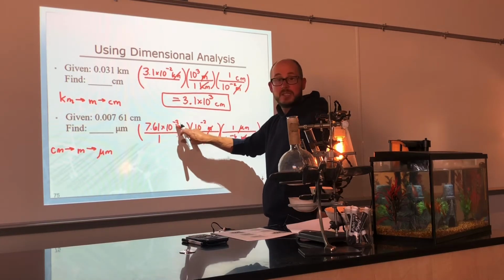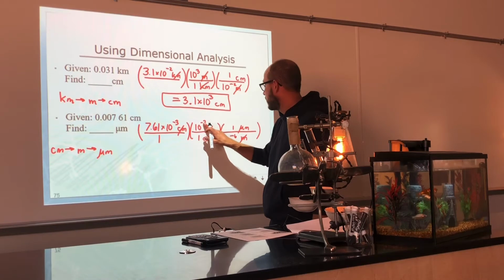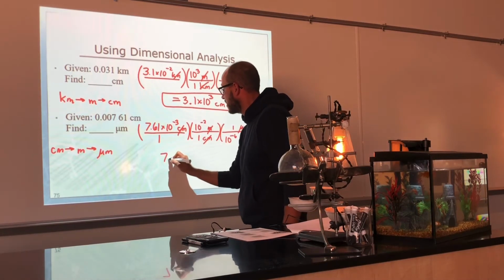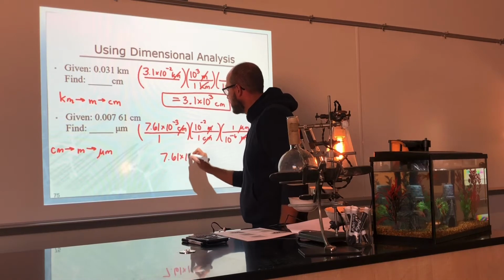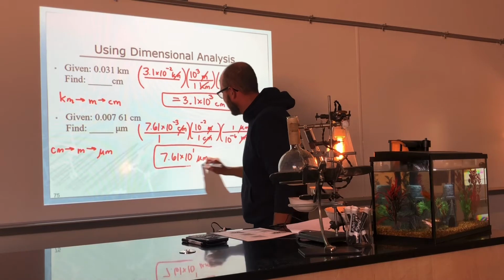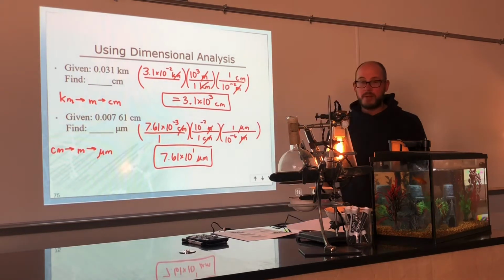So I have minus 3 plus a minus 2, that's minus 5. Minus 5 minus a minus 6 is plus 1. So this is 7.61 times 10 to the 1 micrometers. It's the same as 76.1 micrometers.